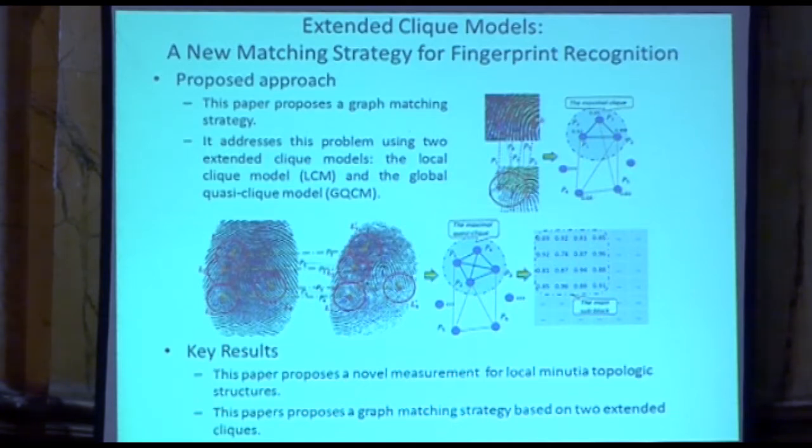Similarities of local structure can be calculated through maximum clique detection. Second, the global clique model is proposed. The entire fingerprint similarity can be calculated through spectral techniques. In summary, this paper proposes a novel measurement for local minutiae structures and proposes a graph matching strategy based on 2 extended cliques. Thank you.